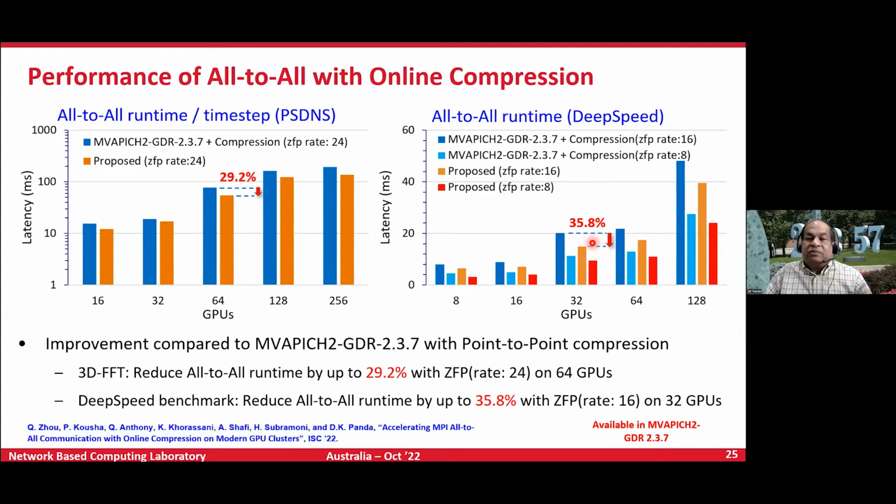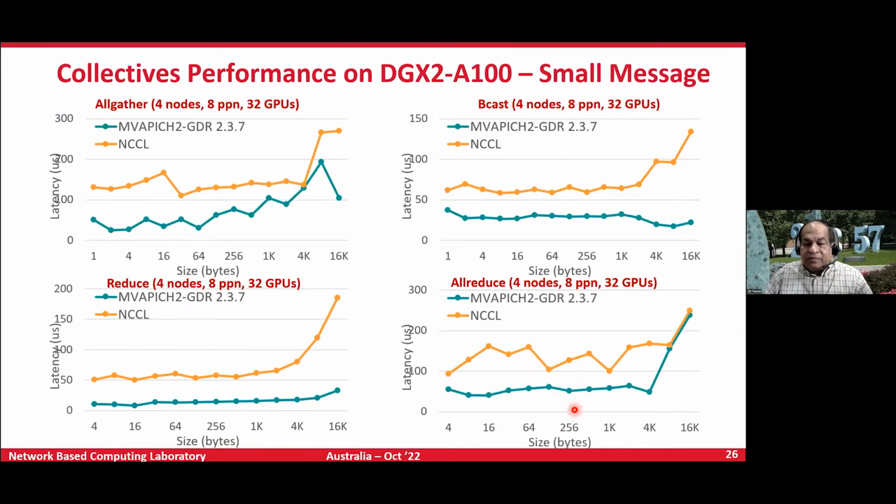There also we are able to reduce the time by 35%, because these are the applications which are dominated by all-to-all. And these are all available in our public release. The latest, we have the MVAPICH2-GDR 2.3.7. You should be able to download and utilize these benefits.